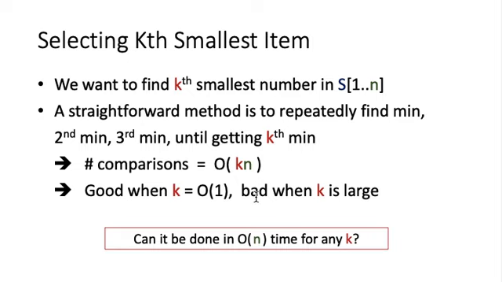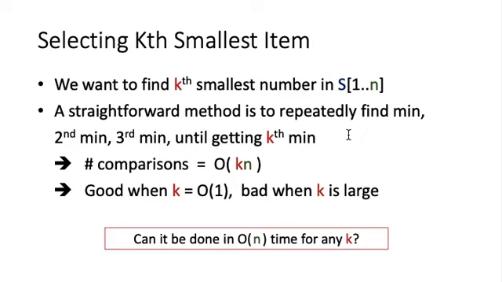Now the number of comparisons that we need will be order of k times n. This is actually not a bad idea, so it will give us order n time when k is a constant. But on the other hand, it could really go bad when k is large. For instance, when k is equal to n over 2, we want to find the number that stands in the middle, which we call the median. In that case, using this method, we would need n squared time.